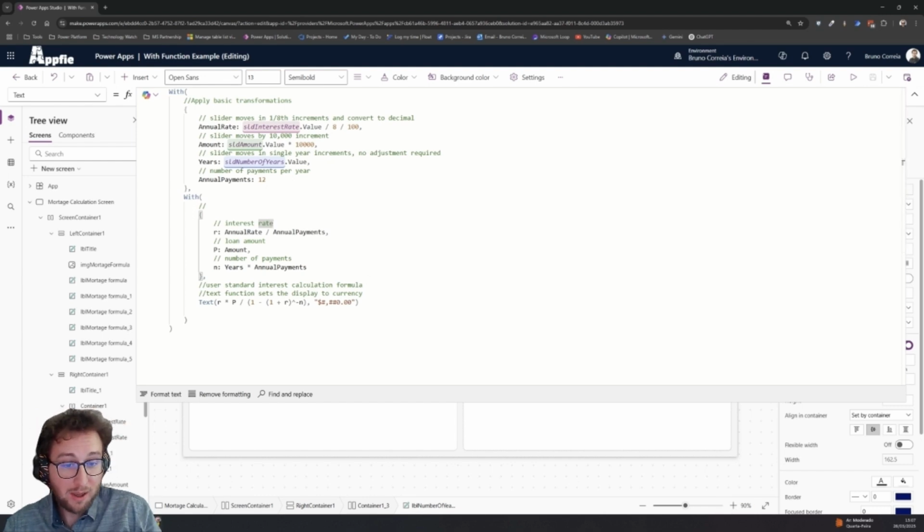Rather than having everything across multiple places, condense it all in one place without adding variables that need to be maintained elsewhere. That was the power of With.